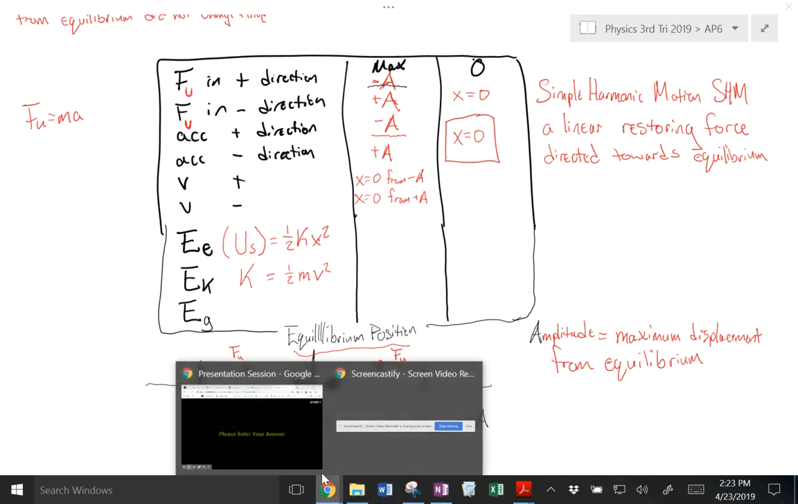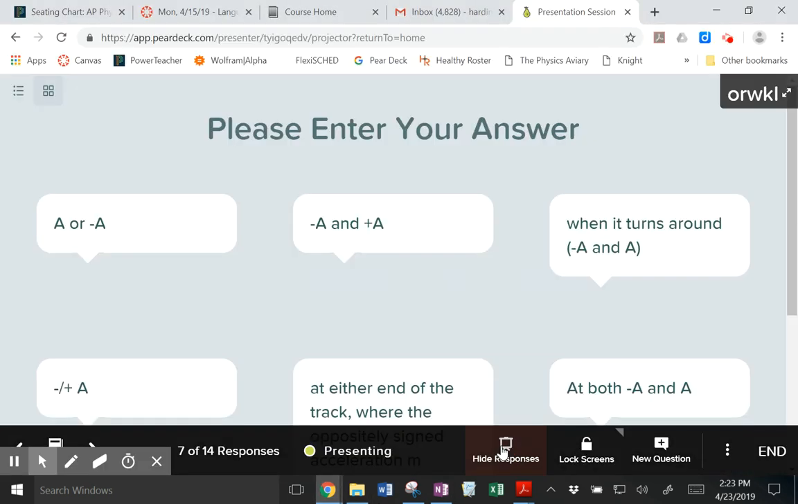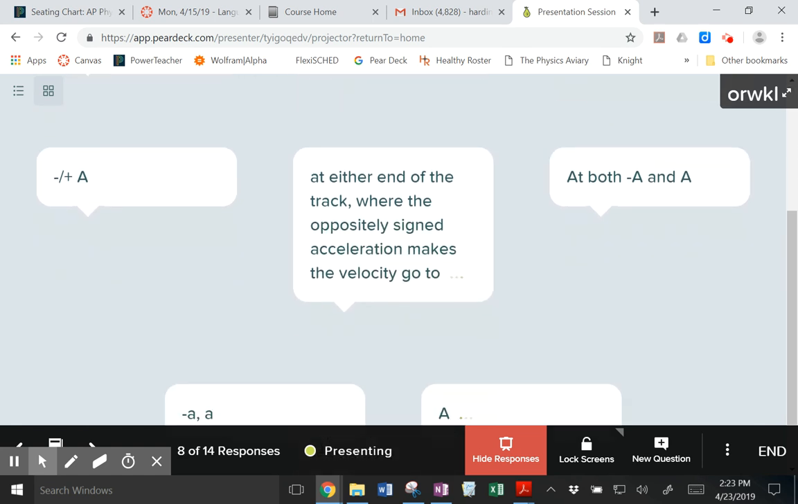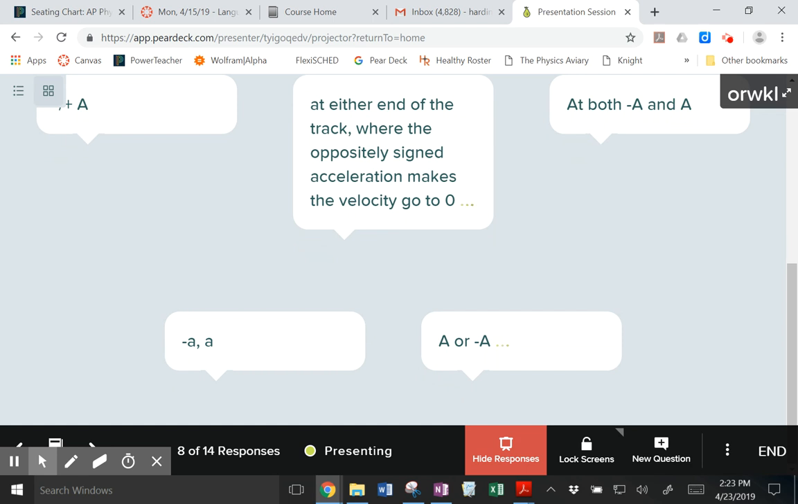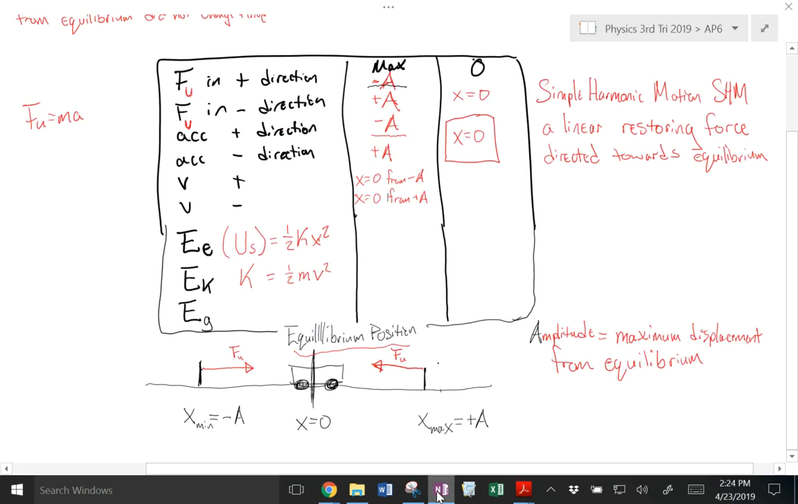Now you're cooking with fire. A or negative A, positive A, negative A. Either end of the track where oppositely signed acceleration makes the velocity go to 0. All right, because you're picking up on that because when it's got a positive velocity, it's got a negative acceleration. Well, that's not true. Not the whole time, but all right.